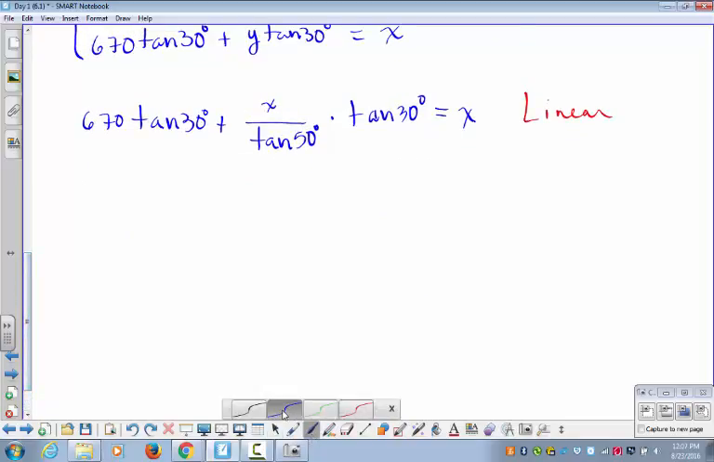This is a constant. That's a linear term. So I'm going to leave the 670 tangent of 30 alone, just leave it on the left. And on the right, I'm going to do x minus. And let's see if I can combine this a little bit. This is tangent of 30 over 1. So I can think of this as tan 30 over tan 50. I can think of that as the coefficient of x.